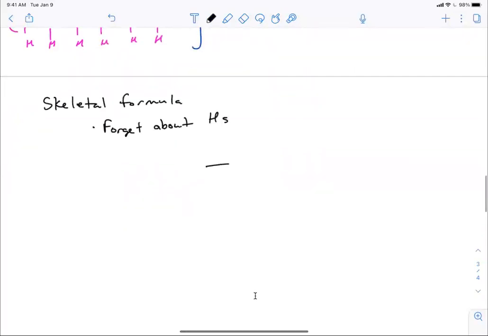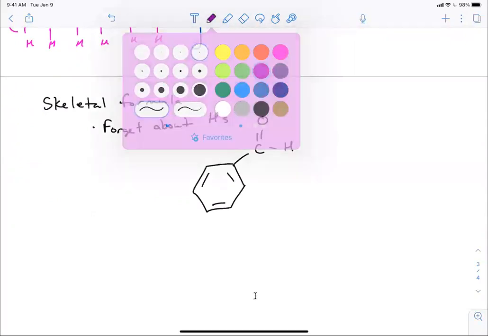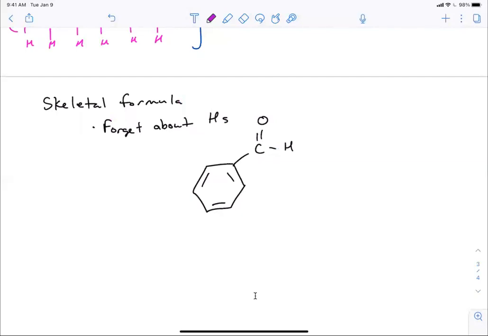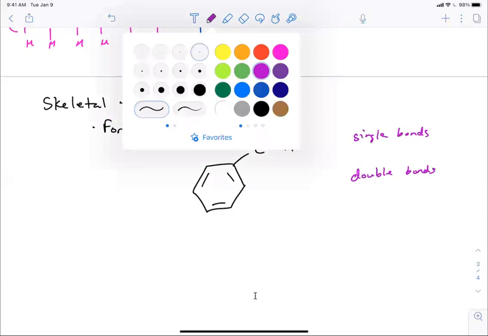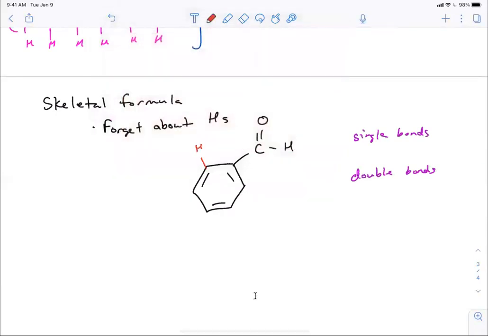And so what you'll look at is something like this. And they'll ask you how many single bonds and how many double bonds are present. And whether SL or HL, you forget that there's an H here, there's an H here, there's an H here, there's an H here, and there's an H here. So you actually have more bonds than you see skeletally drawn because all the H's are implied.